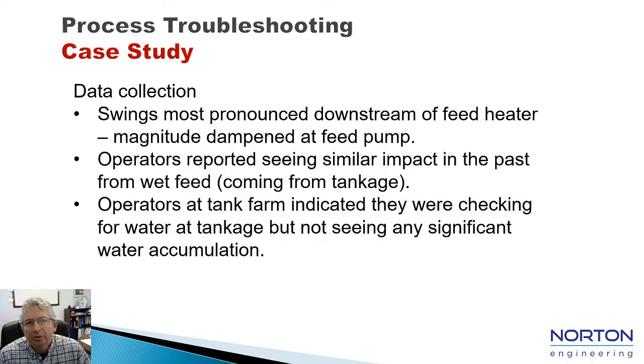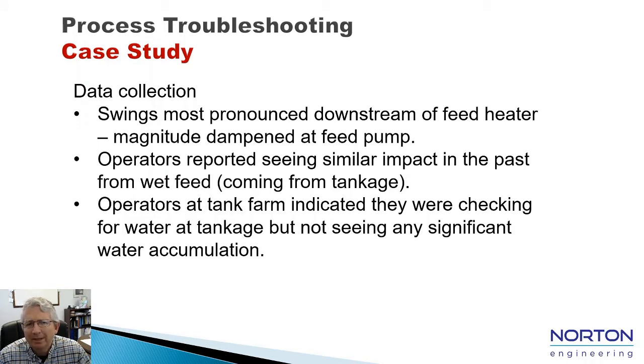First thing we started doing was to collect data around the system. So in looking at the system, we realized that the pressure swings were most pronounced downstream of the feed heater. There were swings in the feed rate and the feed pressure at the feed pump, but those swings in feed pressure were much more dampened at the feed pump than they were at the downstream pressure gauge, downstream of the feed heater.